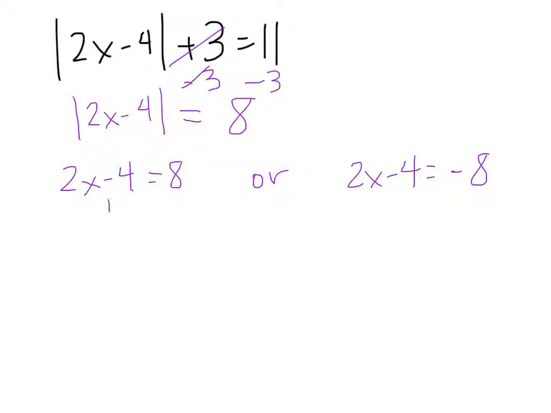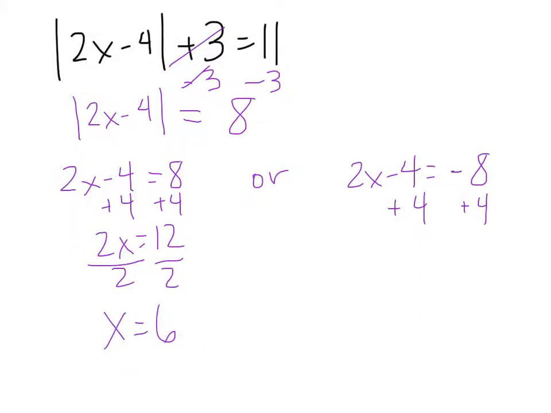And then I solve both of those. Plus 4, 2x equals 12, divided by 2, x equals 6. And then I do the same thing over here. 2x equals negative 4, divide by 2, x equals negative 2. So x equals 6, or x equals negative 2. There are two values that make that equation true.